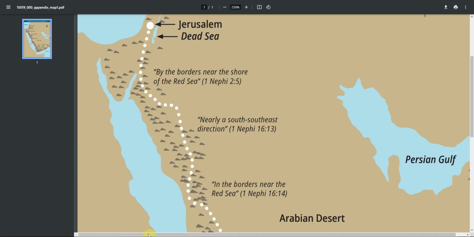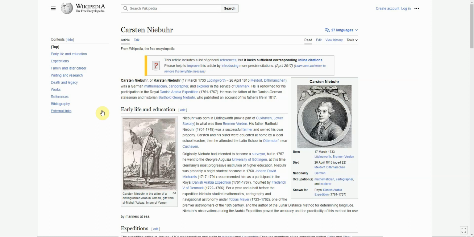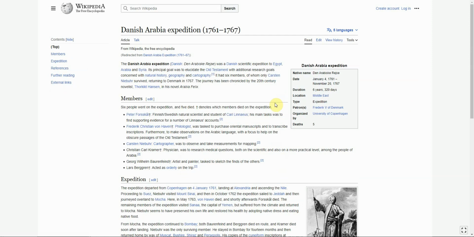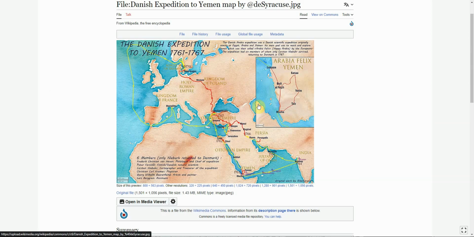But first I'm going to mention why I think that his journey was not down Arabia, but rather into Egypt. What I discovered is that there's a man named Carsten Niebuhr who was an explorer. He was Danish, and in 1761 he took the Danish Arabia expedition. So you can read about him, and you can read about his expedition here on Wikipedia. So here's a map of his expedition.